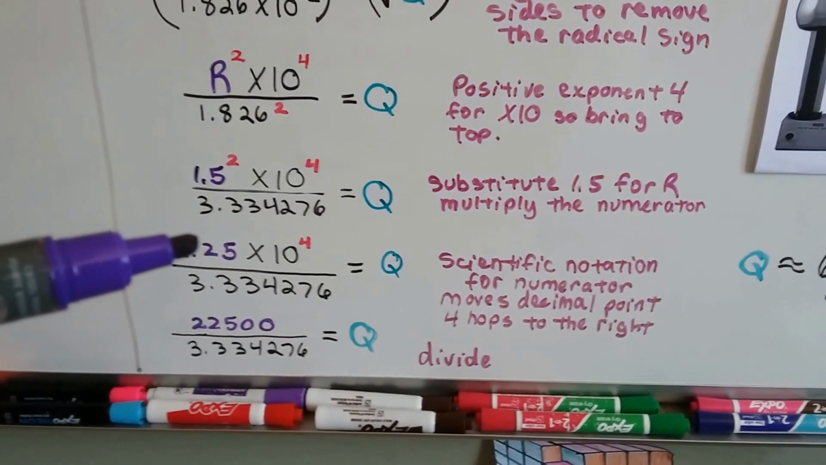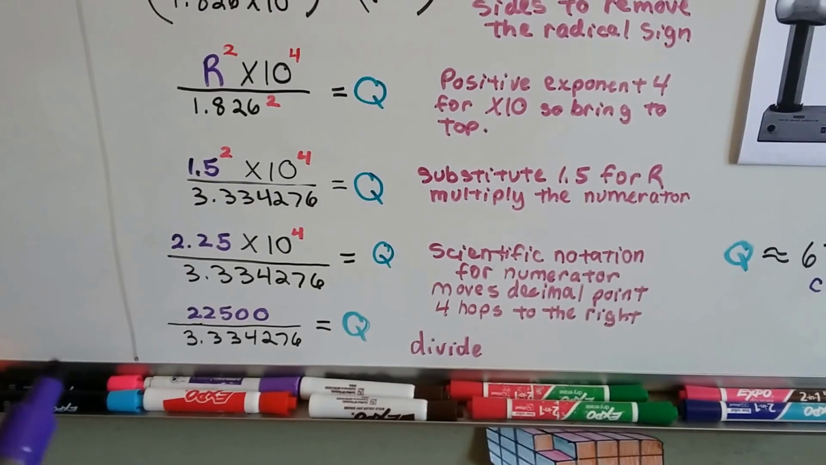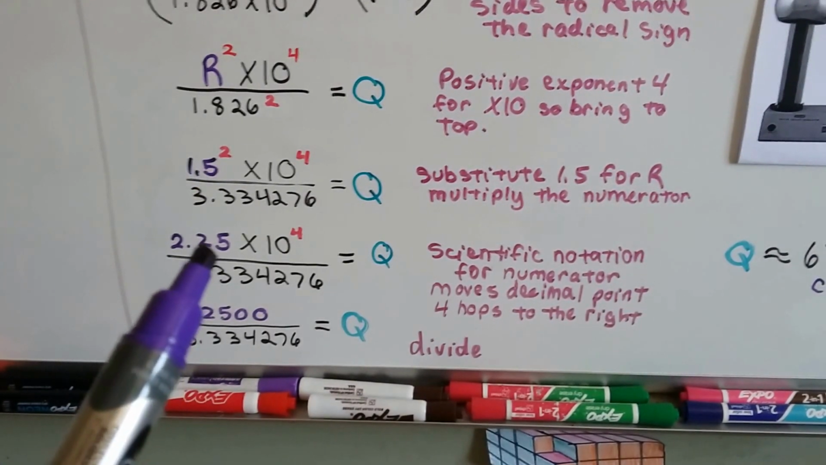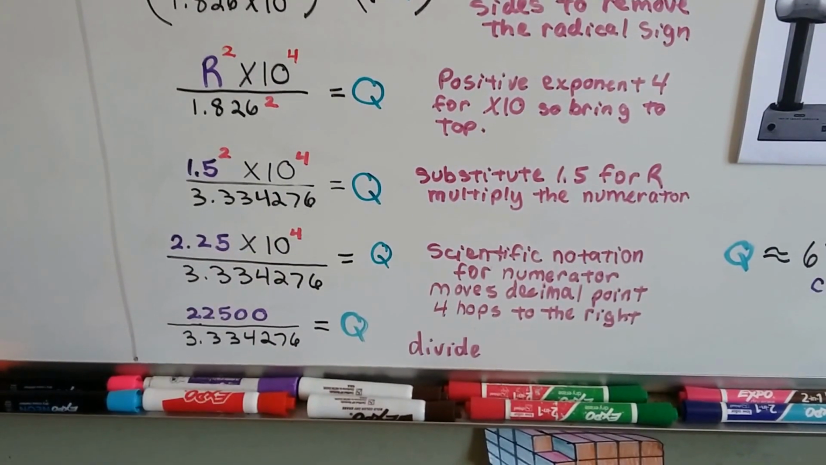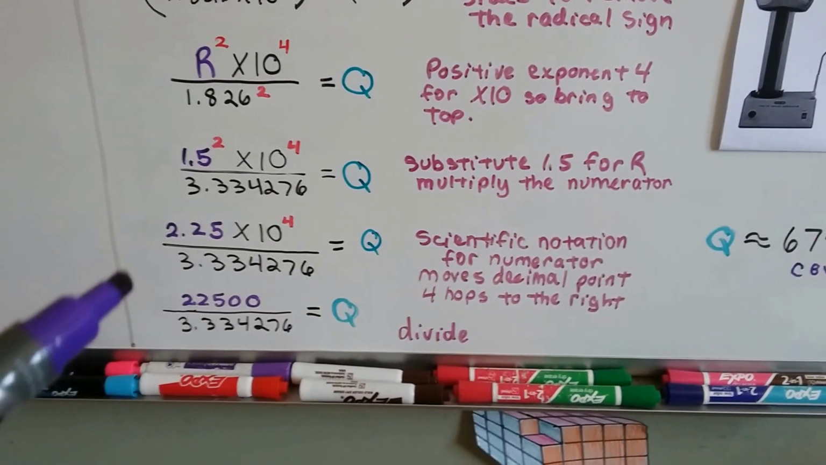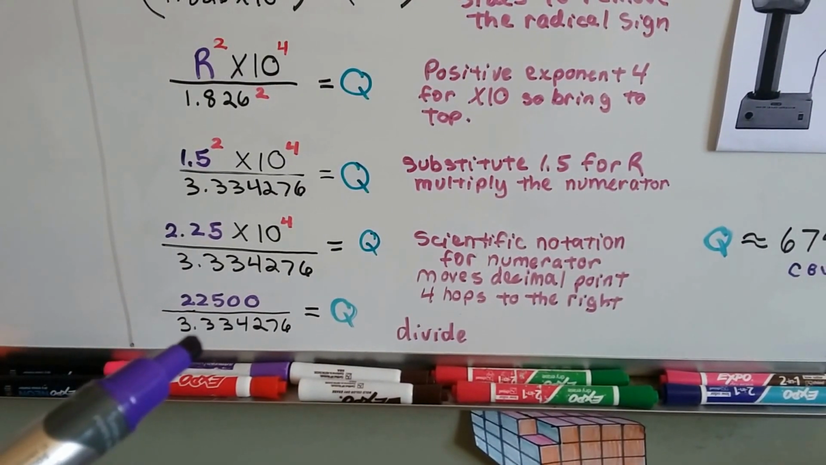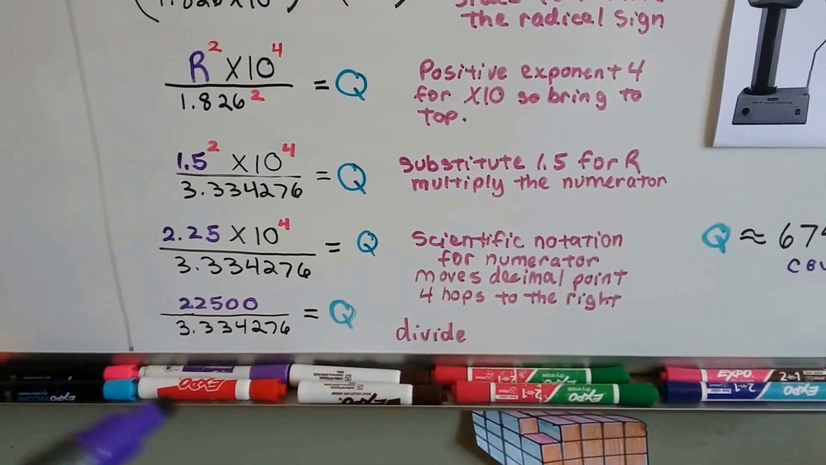And we do our scientific notation. 2.25 times 10 to the fourth power is going to move that decimal point 4 places to the right, which means we need a couple of zeros as placeholders, don't we? We're going to end up with 22,500 divided by 3.334276. That's what this is squared, okay?